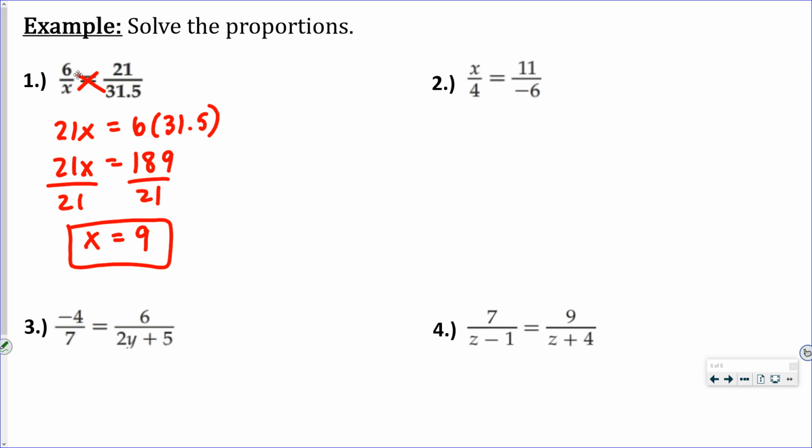All right, number 2. So I see my variables in the numerator here, so I'd probably set up negative 6 times x first on the left-hand side equals 11 times 4, which is 44. And then you divide both sides by negative 6.